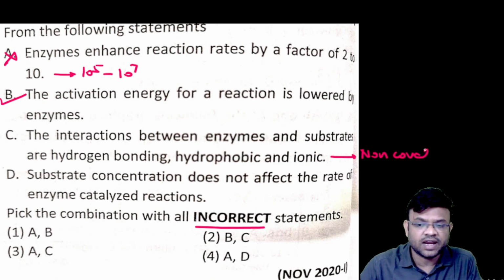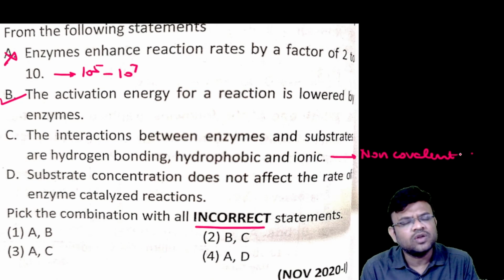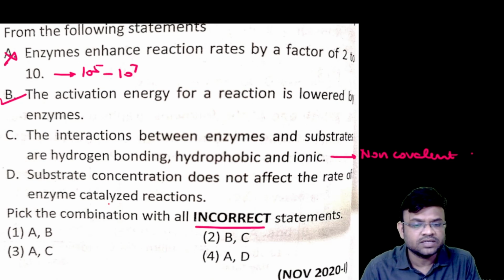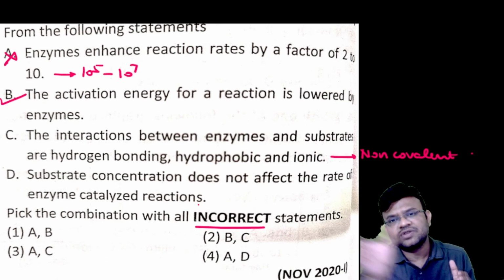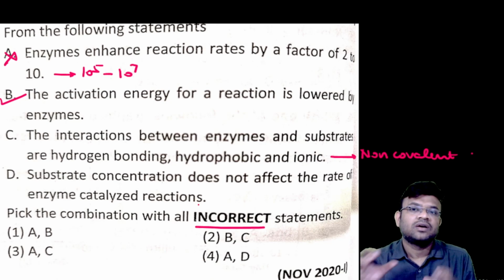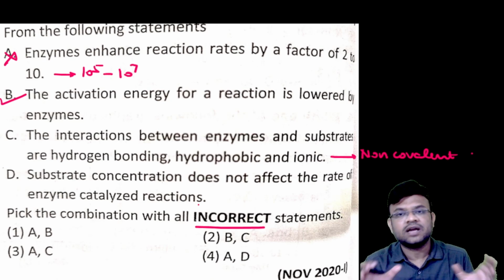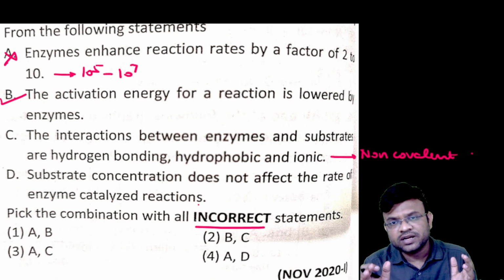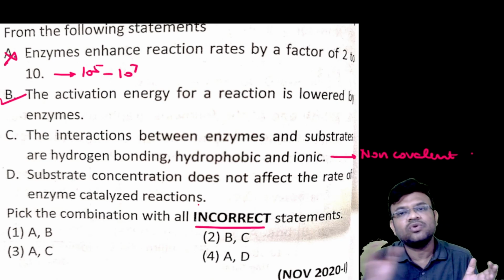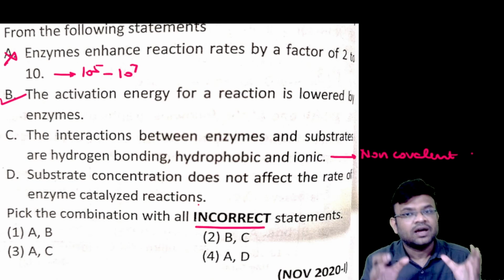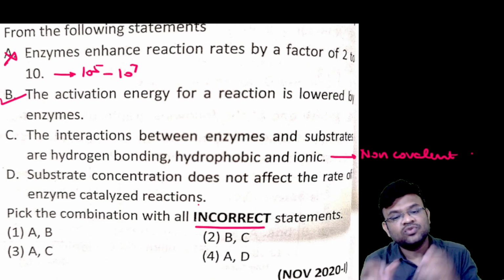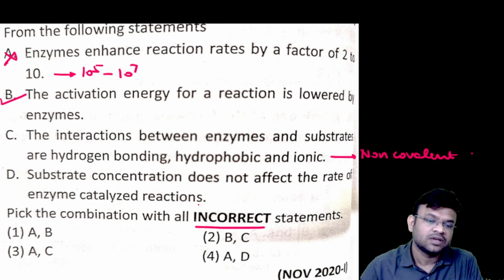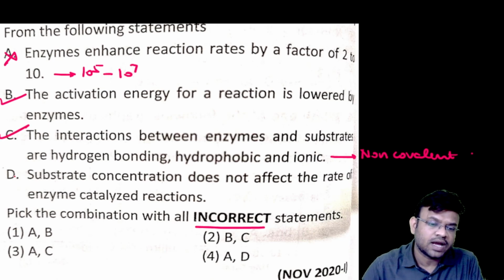So obviously the substrate and the enzymes will always interact with non-covalent interactions. Last one is substrate concentration does not affect the rate of the enzyme catalyzed reaction. No, it's not like that. Whenever you are adding more and more substrate, the rate of the reaction will be increasing. Yes, up till all the enzyme molecules are saturated. If all the enzyme molecules are saturated and you put in more substrate, there will be no increase in the reaction rate. But while enzyme molecules are still unsaturated, adding more substrate will obviously increase the rate of the reaction. So this is true and this is wrong.